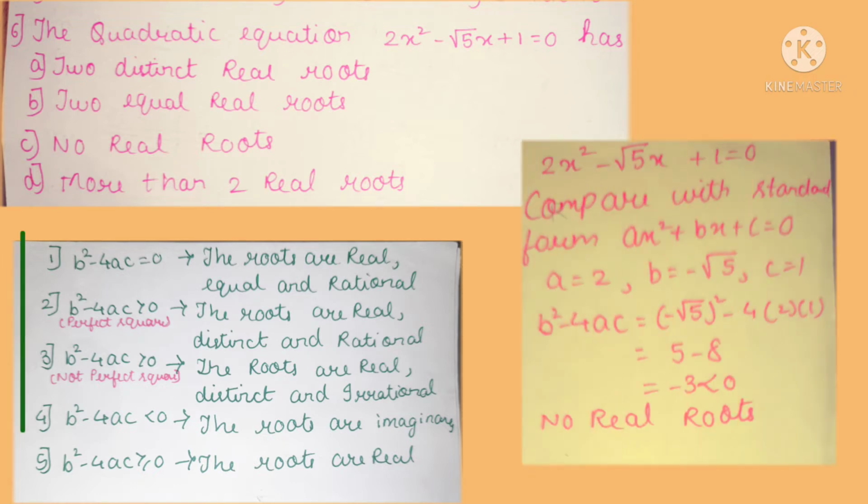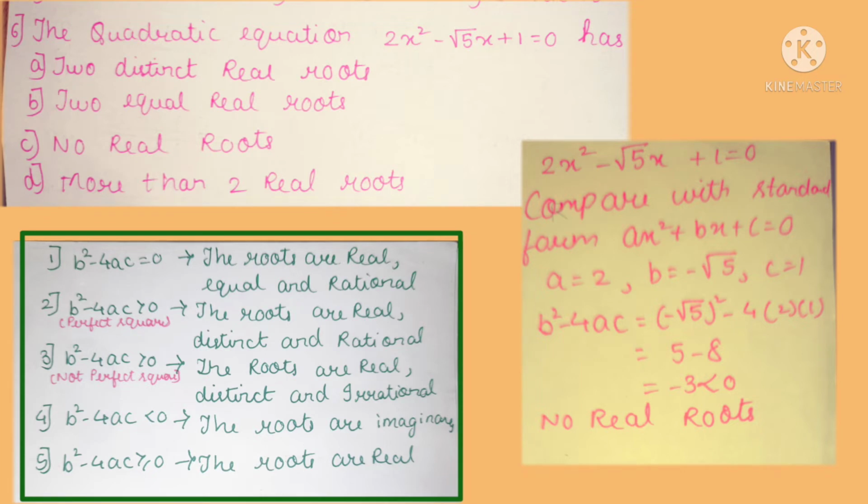Over here they have given two distinct real roots, two real roots, no real roots. It is based on real and imaginary roots. We need to use the quadratic formula, find the discriminant value, and with the help of it we can find it.